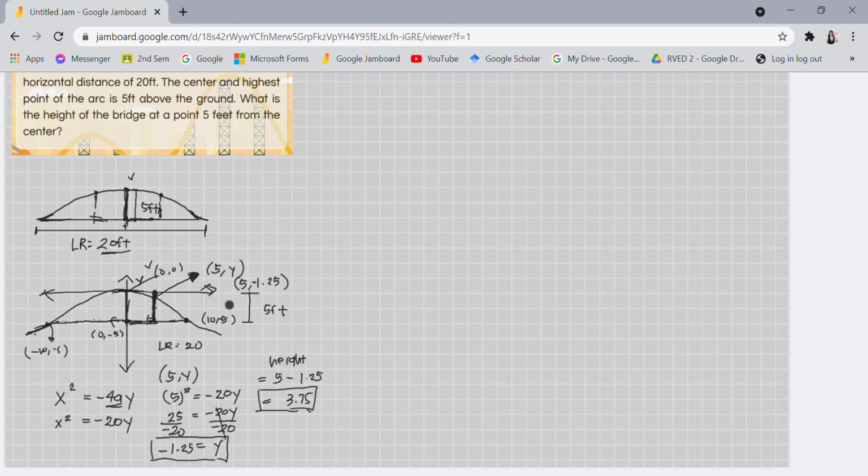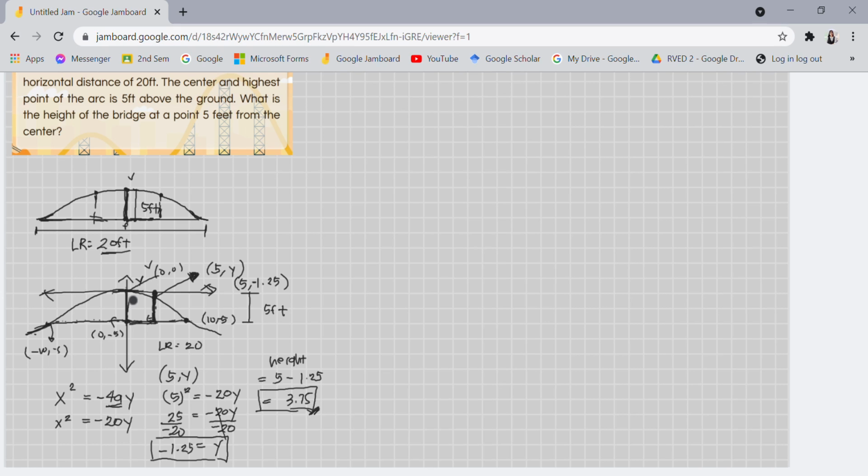Here it is. So, to answer the problem using this solution, the height of the bridge at a point 5 feet from the center is 3.75 feet. Okay? So, it makes sense. If you check, from the center the height is 5 feet. 5 feet away from the center, the height is 3.75, which is smaller. Which is correct, because it should get shorter. So, this is the answer using the first solution.